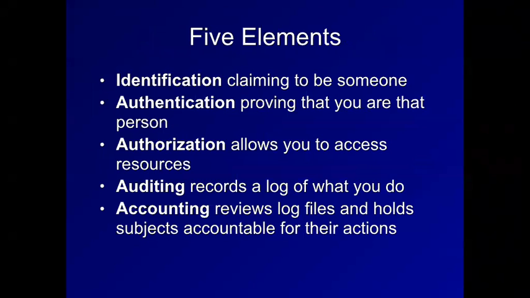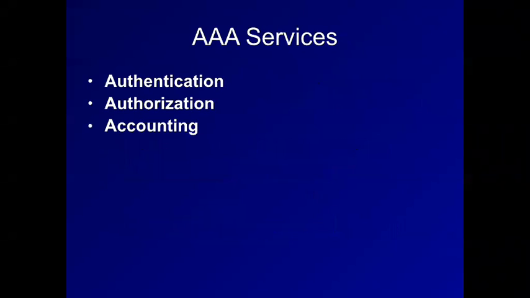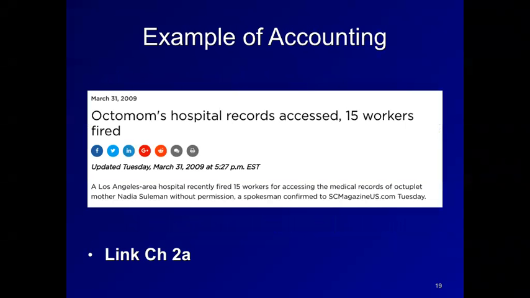Auditing records what people do, and accounting reviews the log later. All these are necessary if you want to have security. All right, so these are the AAA services: authentication, authorization, and accounting. This is what Radius servers do, and like I say, it started with the phone network and is now standard for all computer networks. You have to have all three of these things going on.